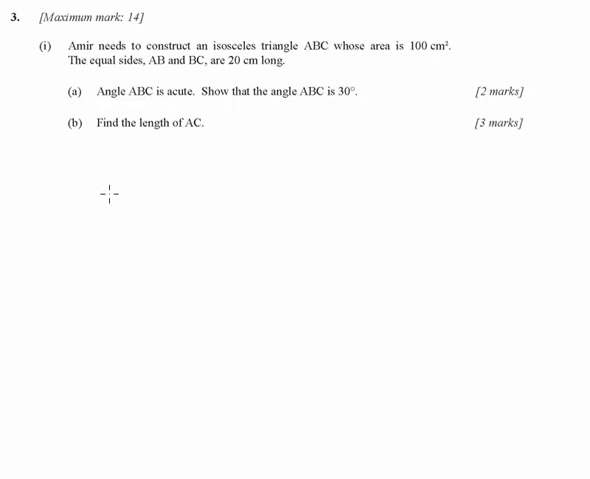Okay, here's a paper 2 question that involves trigonometry. When you read the question, you see that Amir needs to construct an isosceles triangle whose area is 100 square centimeters. The equal sides AB and BC are 20 centimeters long. First thing you need to do is draw that. Draw what they are describing.